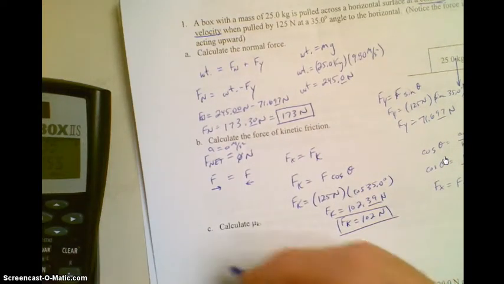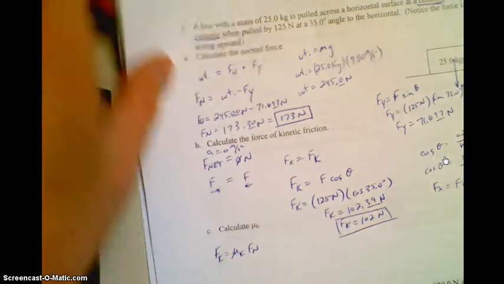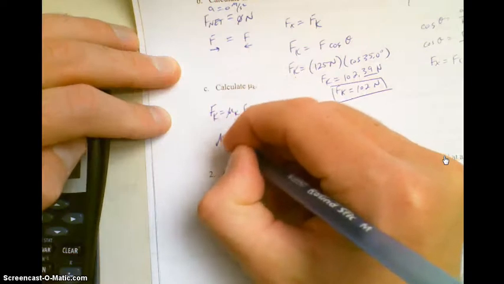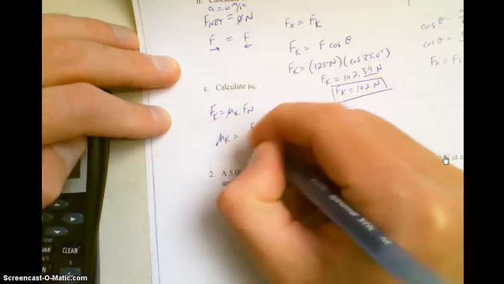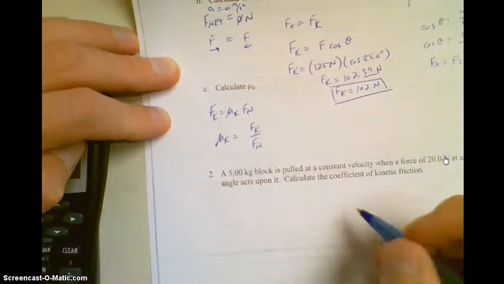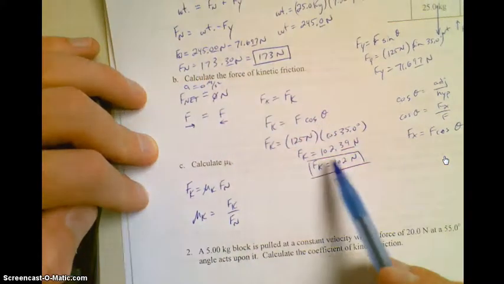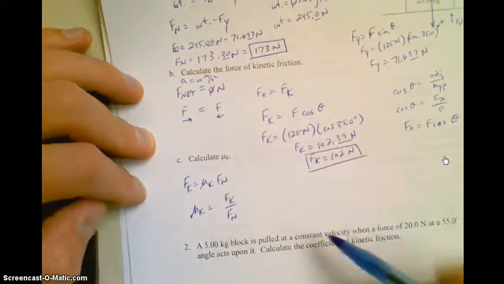Mu k. We know that Fk is equal to mu k Fn. So mu k is equal to Fk over Fn. Well, right above we've found Fn, and there's Fk.